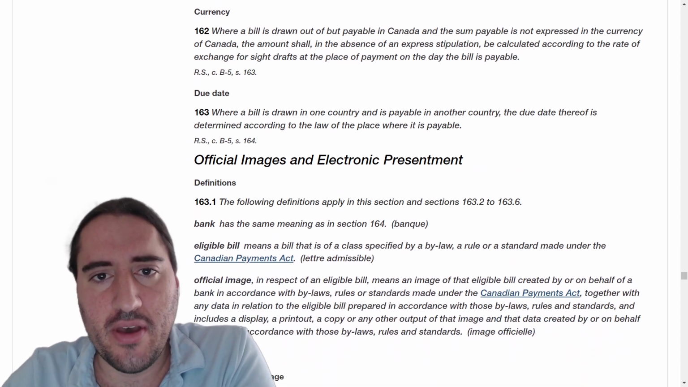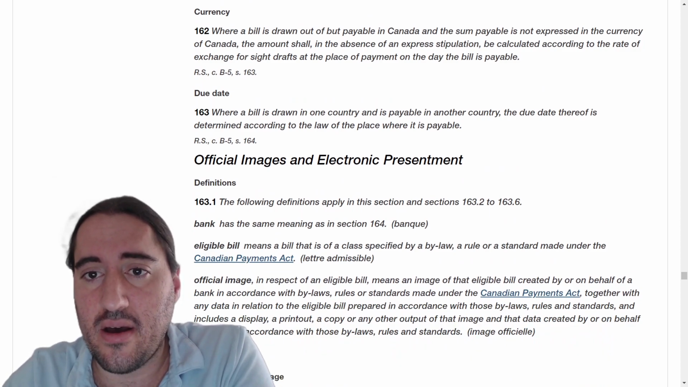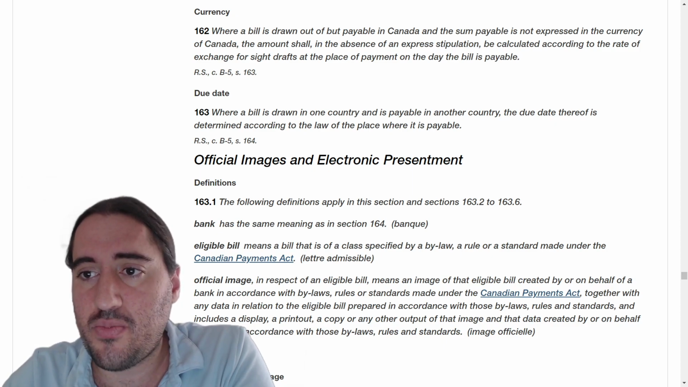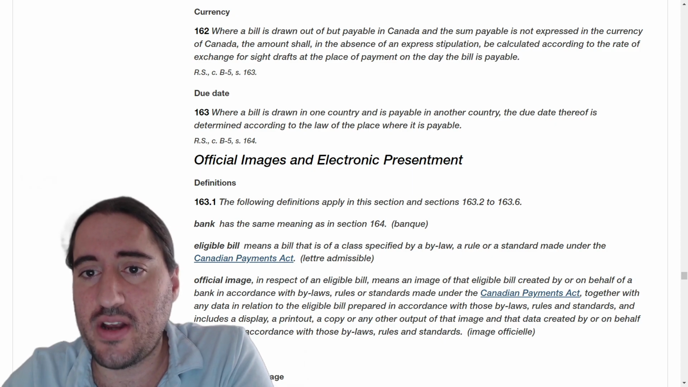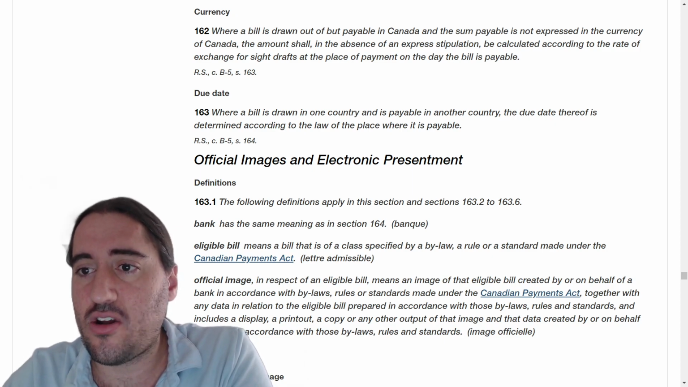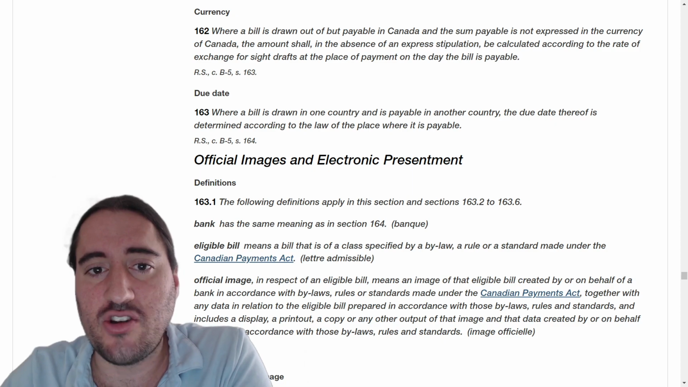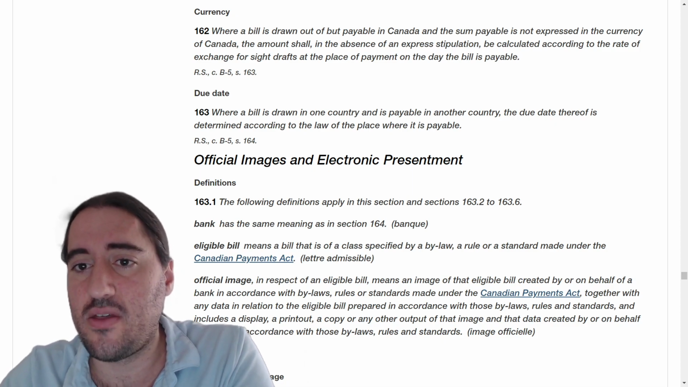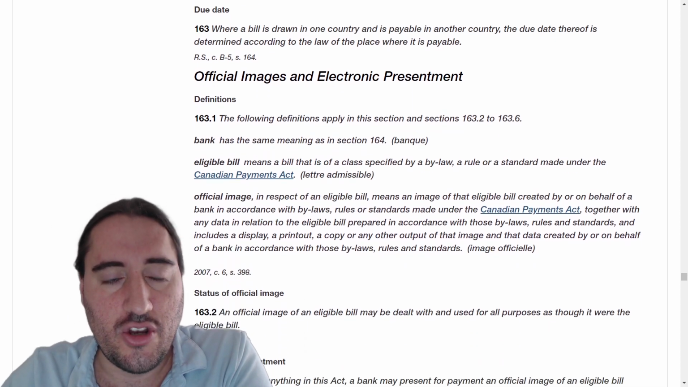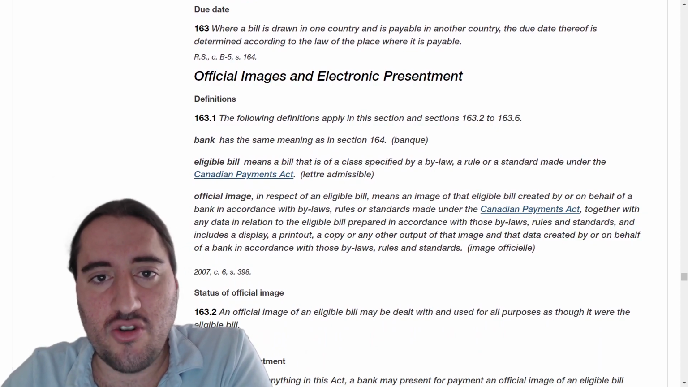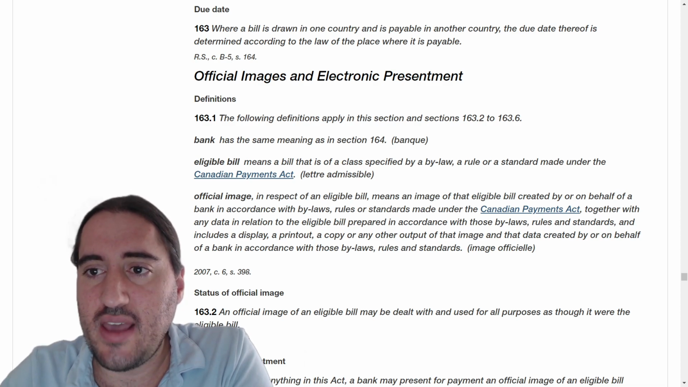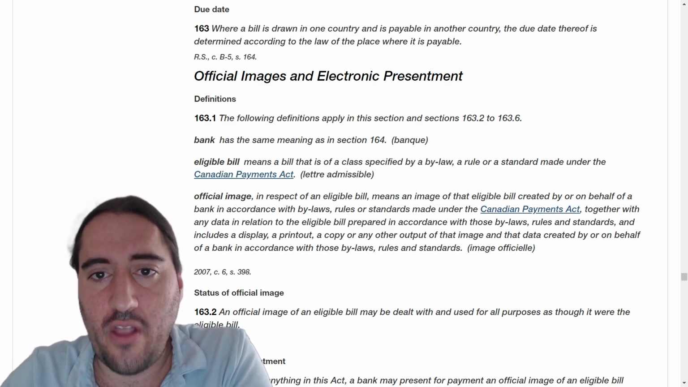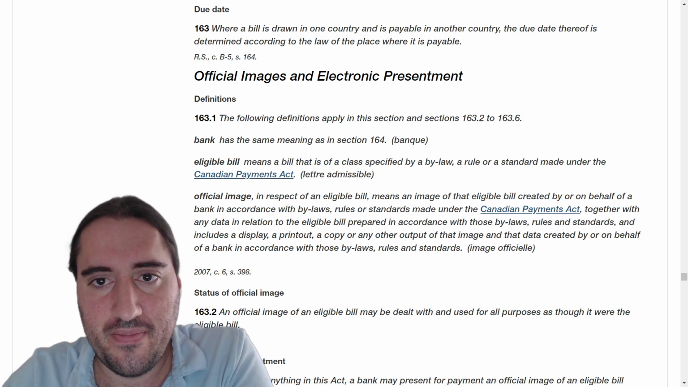Currency. Where a bill is drawn out of but payable in Canada, and the sum payable is not expressed in the currency of Canada, the amount shall, in the absence of an express stipulation, be calculated according to the rate of exchange for sight drafts at the place of payment on the day the bill is payable. Due date. Where a bill is drawn in one country and is payable in another country, the due date thereof is determined according to the law of the place where it is payable.